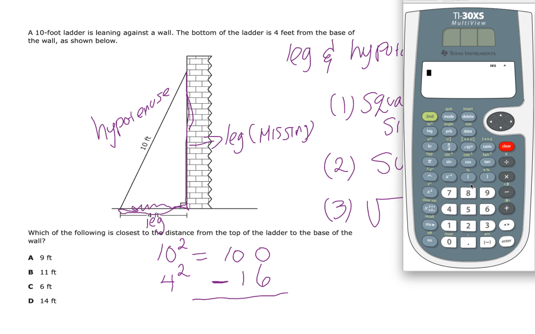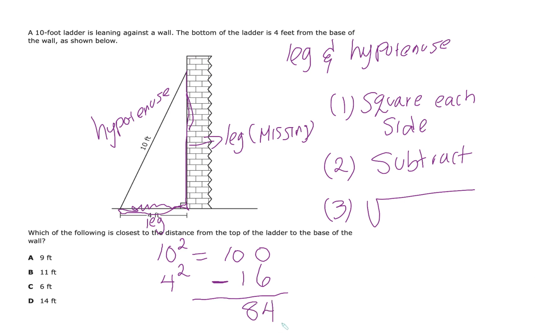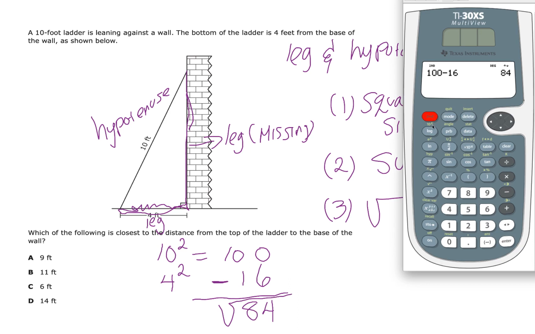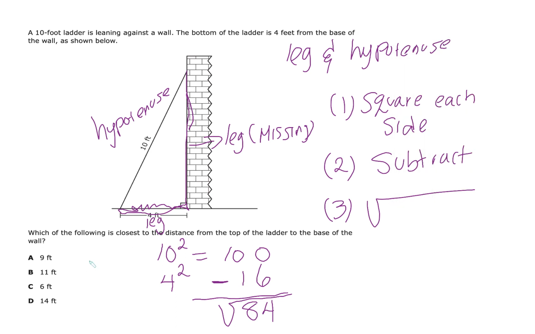Now, let's get our calculator. If I take 100 and I subtract 16, I get 84. And remember, your last step is you take the square root. Second function, x squared, 84, enter. Again, your calculator is going to always simplify the radical. You need this function right here. Notice it's 9.1. The 1 is going to let that remain 9. So your answer again is 9.